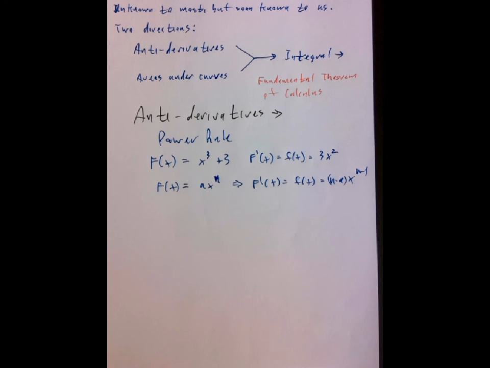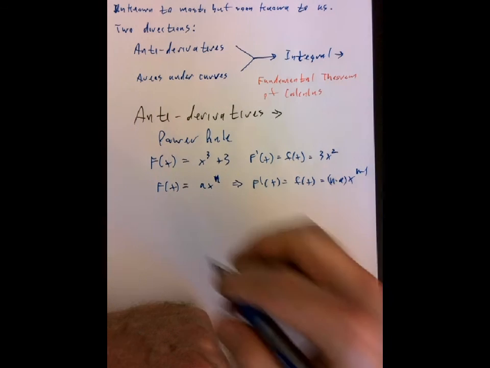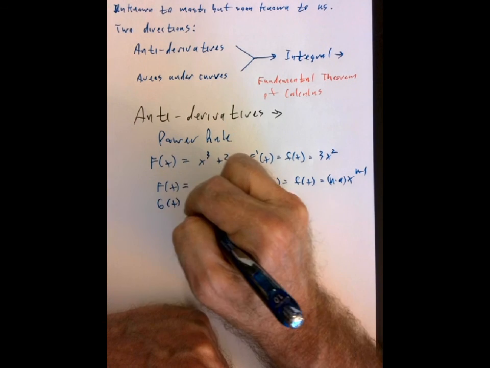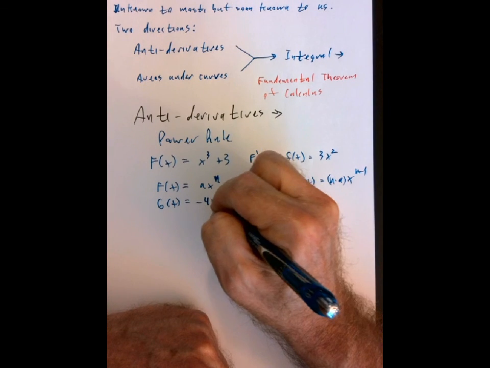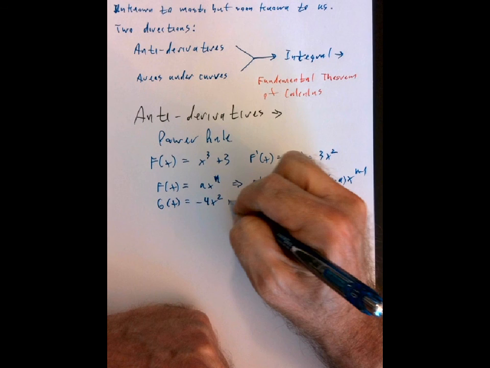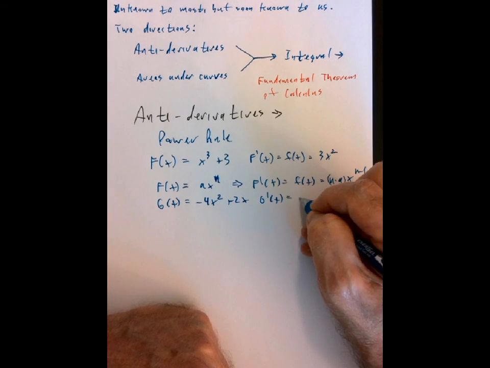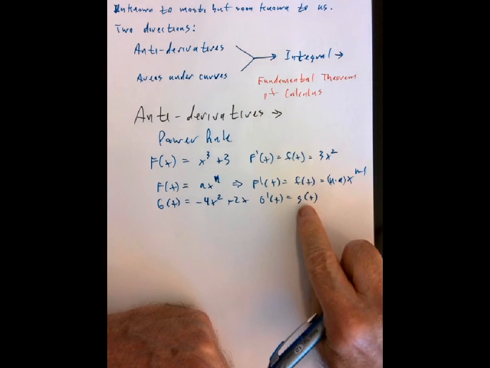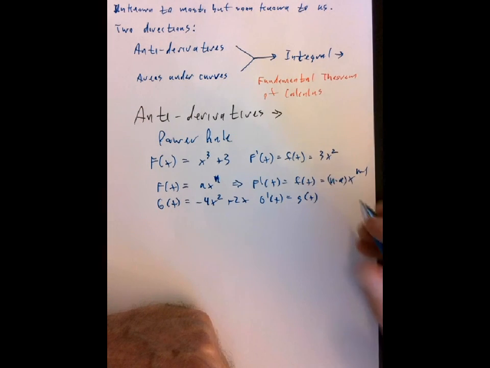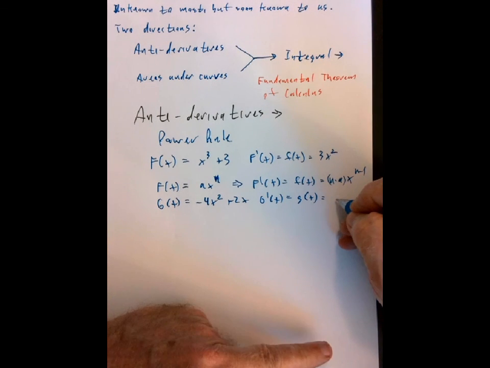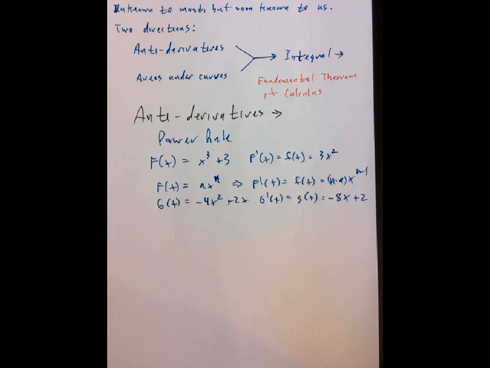And that was a pretty easy rule to enact. So if we had something like capital G of x equal to negative 4x squared plus 2x, then the derivative, which using our slightly new system I'm going to call capital G primed, or little g of x, and I've got a reason for doing that, it'll be clear later, is 8x plus 2, right?